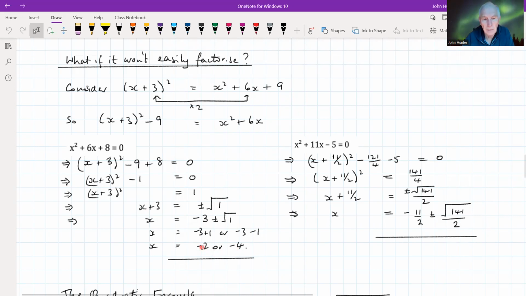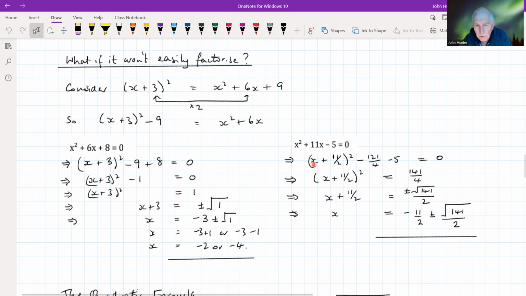And we could take either of those solutions, substitute them in for x here, and we would see that the left-hand side equals zero. And that's our check that those are our solutions. Now, this is still an integer example, so this is not too tricky. But what happens if it's a little bit more complicated, where we're more likely to use completing the square, like this one, x squared plus 11x minus 5 equals 0.